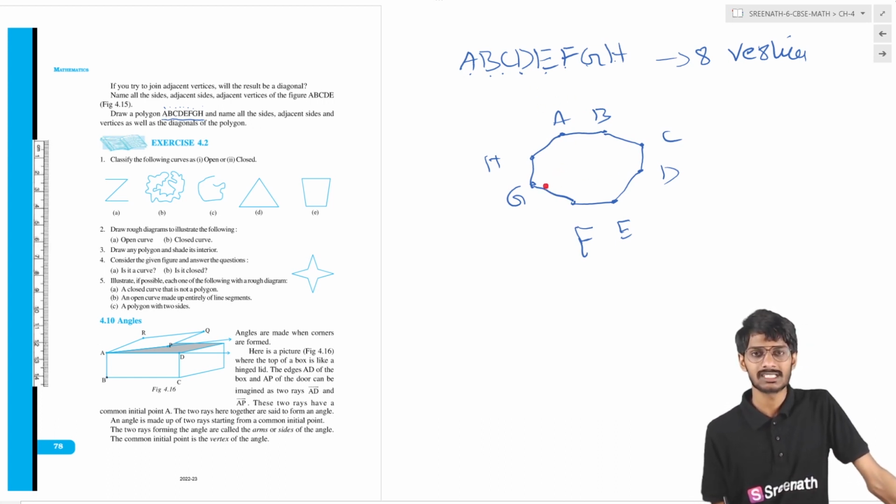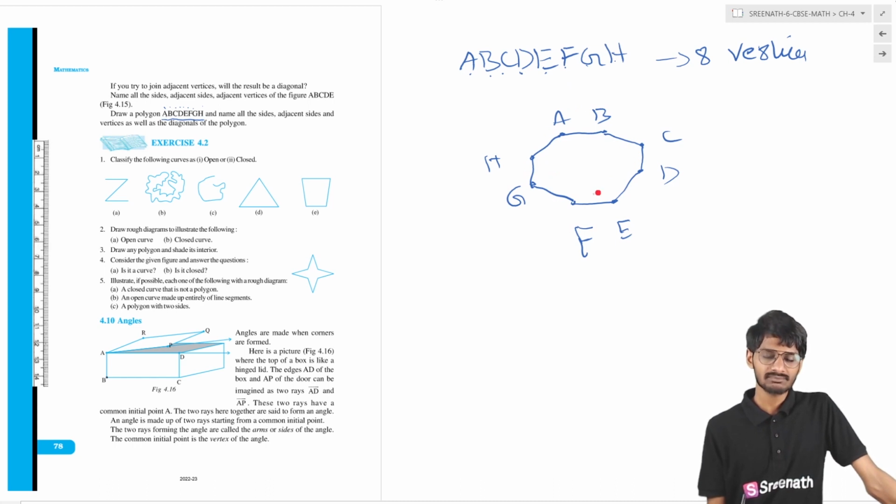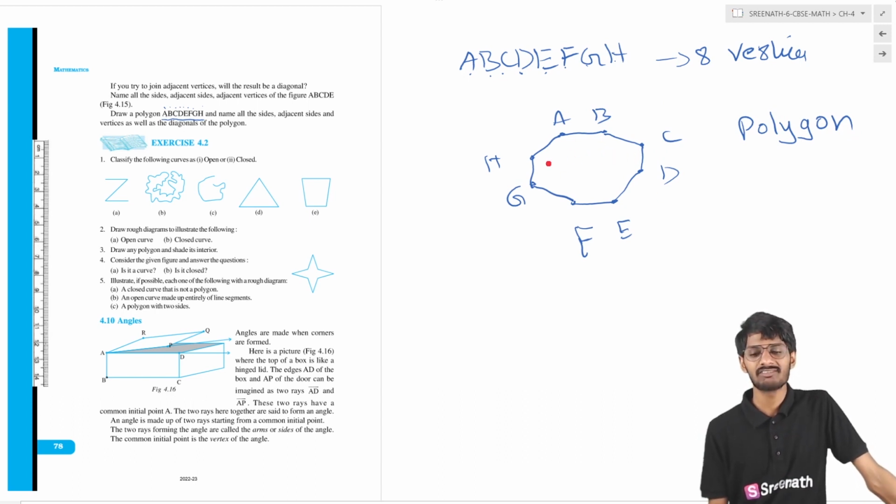Because it is not crossing each other. So this is a simple polygon. A polygon is a simple closed curve and it is formed entirely with line segments. So A, B, C, D, all these are the vertices.